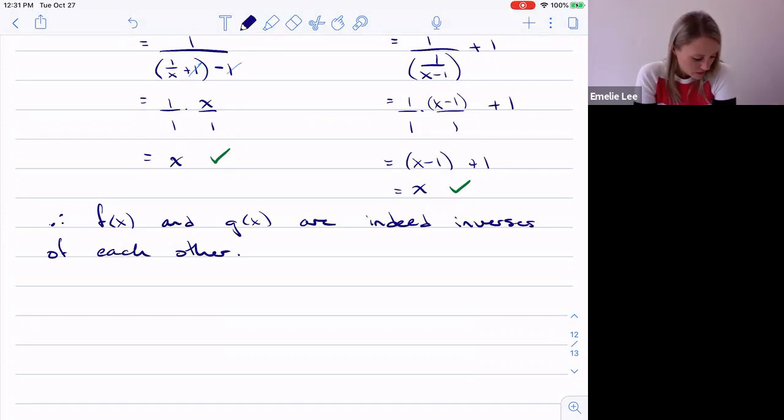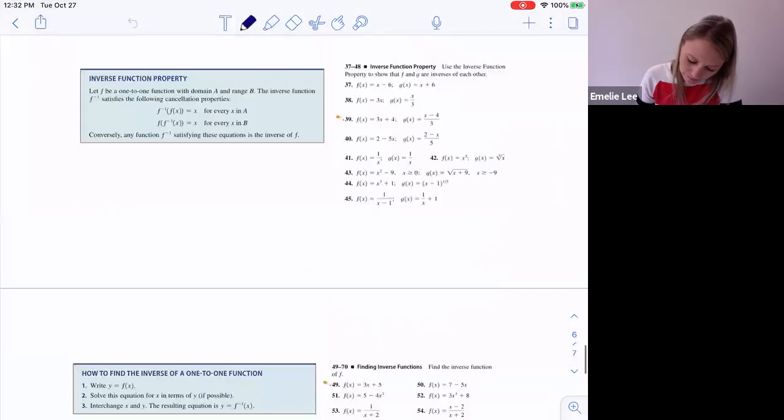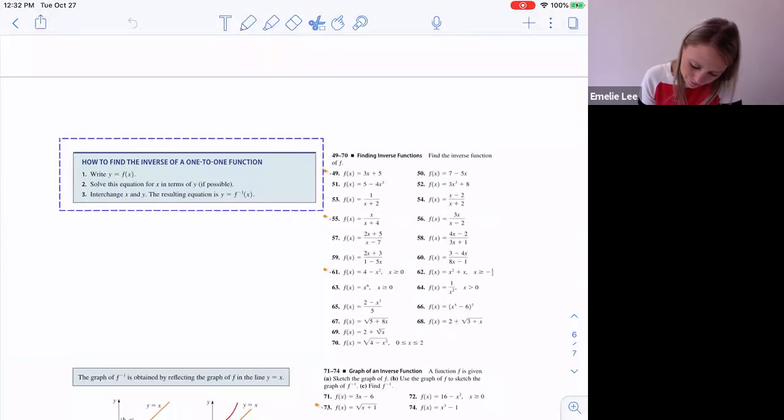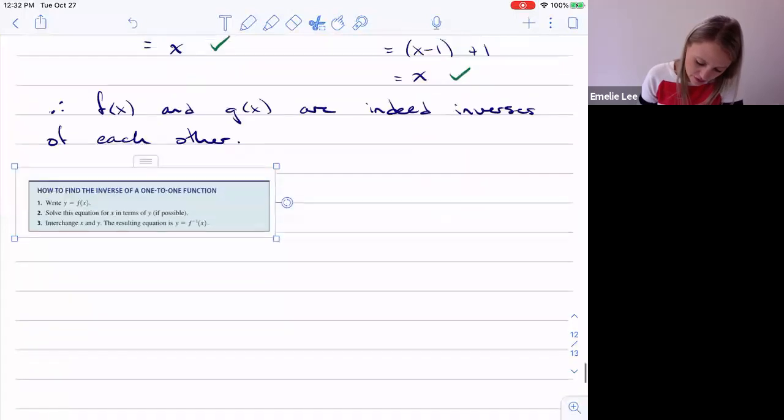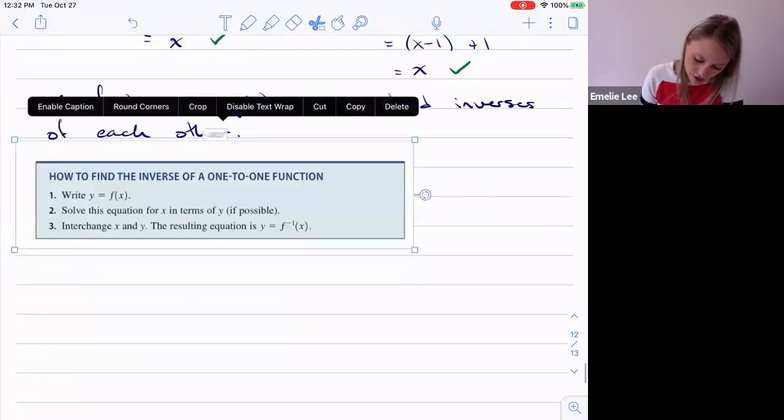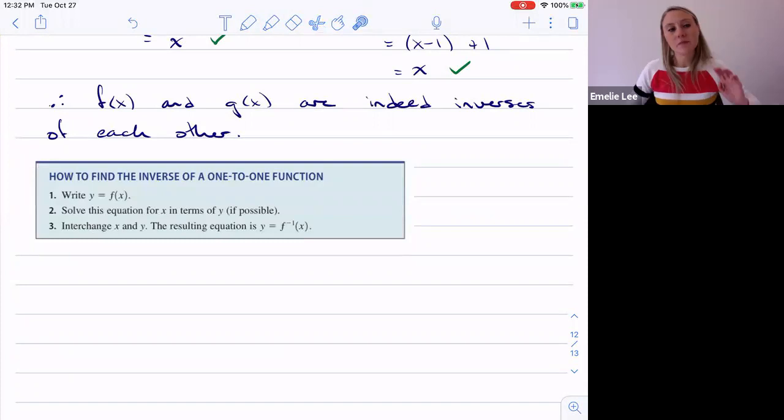Good. Okay. So now I think we're ready to find the inverses of a function. One-to-one, we already did that. So how can we find the inverse of a function? This is one way that the textbook uses. I use a slightly different way. It ends up being the same thing anyways. I just reverse these two steps a little bit.